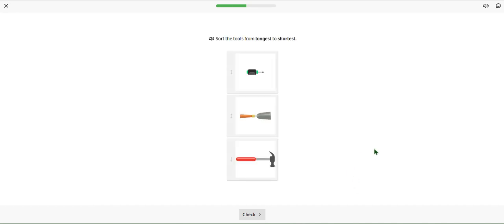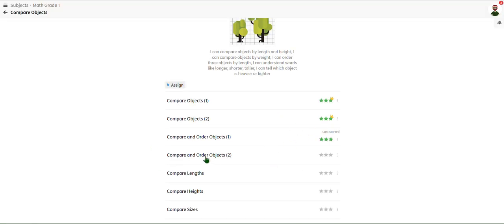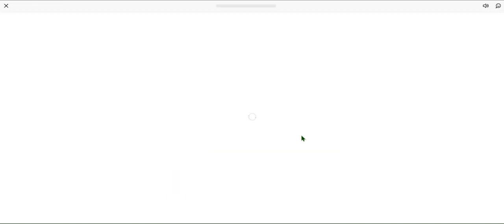Sort the tools from longest to shortest. Longest to shortest. Longest needs to come up here. Middle needs to go in the middle, and the shortest goes at the end. Sort the animals from heaviest to lightest. So which one weighs the most? That would be the whale. The next one would probably be the dolphin. And then the fish weighs the least. Good job, everyone. One more activity together.